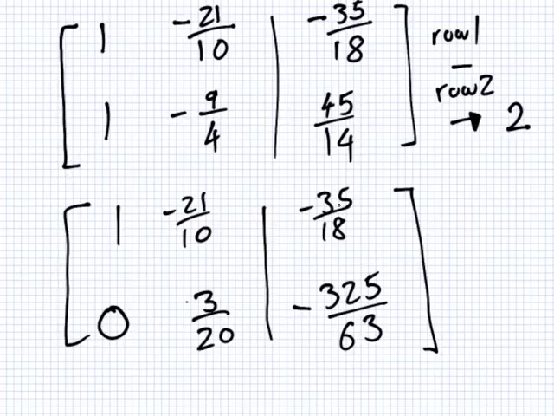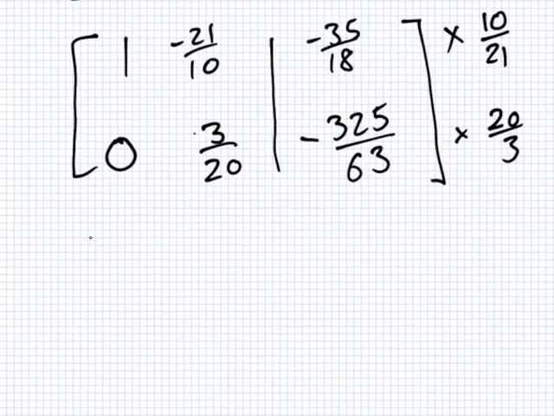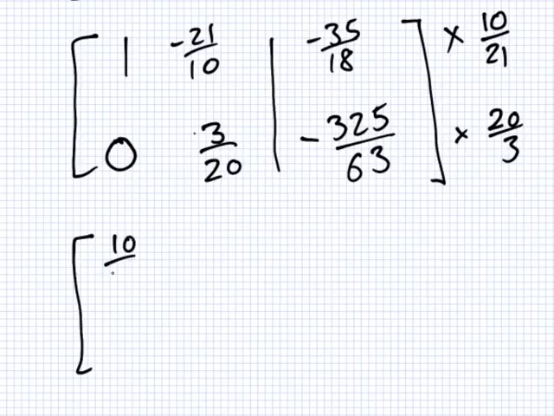Minus 21 over 10. How? By multiplying, I can multiply by 10 over 21, and here 20 over 3. Right. Okay, let's see what we get. So here will be 10 over 21.